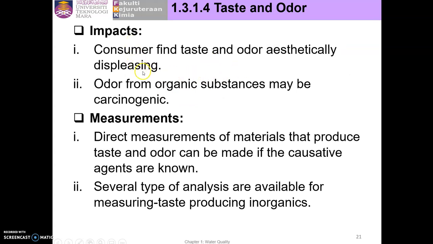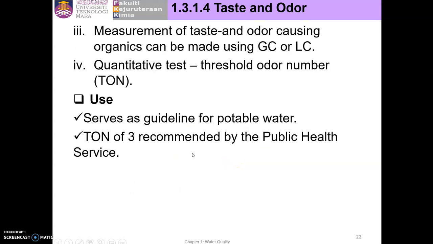Aesthetically displeasing, and the direct measurement of materials that produce taste and odor can be made if the causative agents are known. So this is a taste and odor quantitative test. The unit is TON. So later we will look at an example calculation for TON. There are certain numbers that are recommended by the Public Health Service.